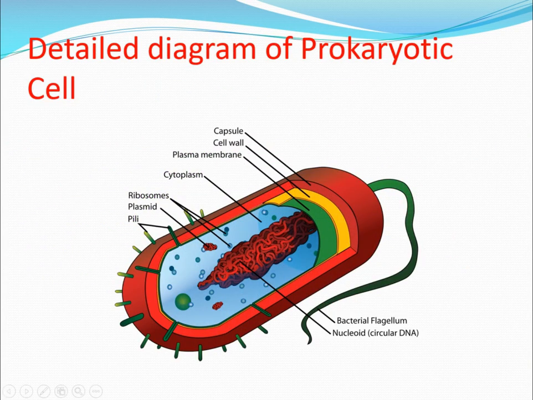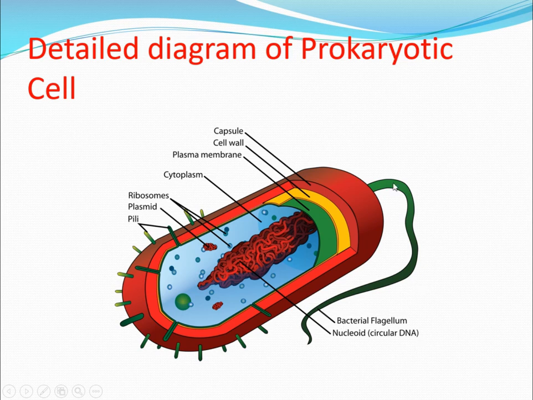Yeah, this is the detailed diagram of the prokaryotic cell. These blue-like globules are ribosomes. These red-like structures are plasmids. These green-like structures are pili, and the liquid present is cytoplasm. This green structure is the plasma membrane, and over it there is a yellow structure which is the cell wall, and totally this is bounded by a red membrane which is the capsule.